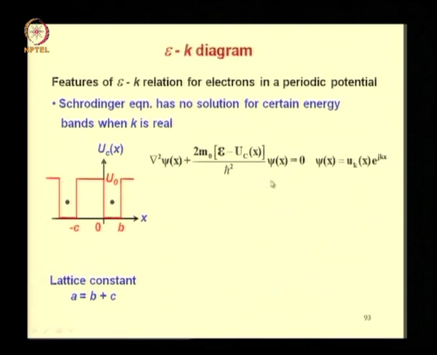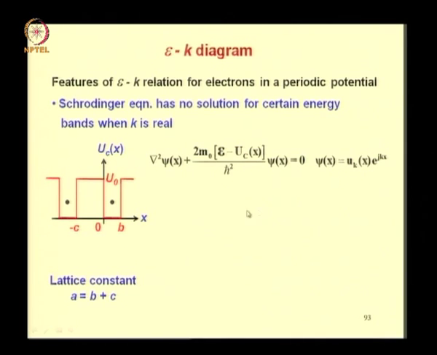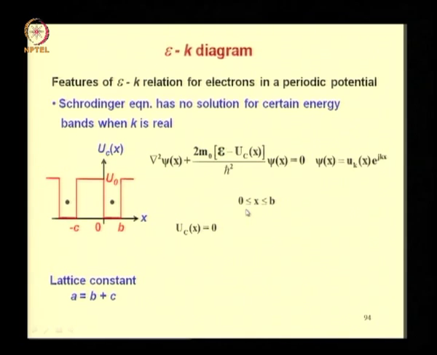Now, this is your Schrodinger's equation and this is your solution based on the Bloch theorem. Let us consider the interval 0 to b, x from 0 to b, that is this interval here. In this interval, the potential is 0. The U_C(x) is 0, that is what is shown here.